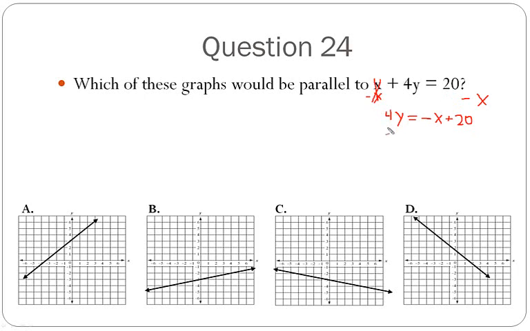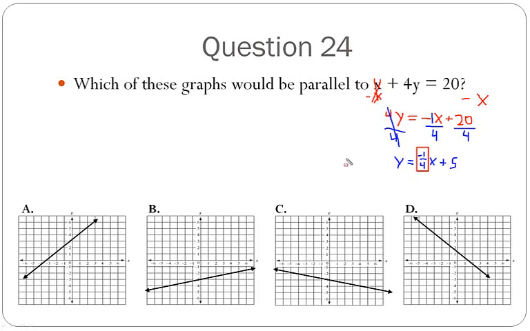Alright, last step here is to divide by 4. Okay, that will cancel out this 4 here. I get left with y equals this right here. Even though there's no number here, you could think of this as negative 1x. So we have negative 1/4 x. Positive 20 divided by 4 is positive 5. Okay, so we're looking for something parallel to this. So we're looking for something that has this same slope. So we're looking for a slope of negative 1/4.